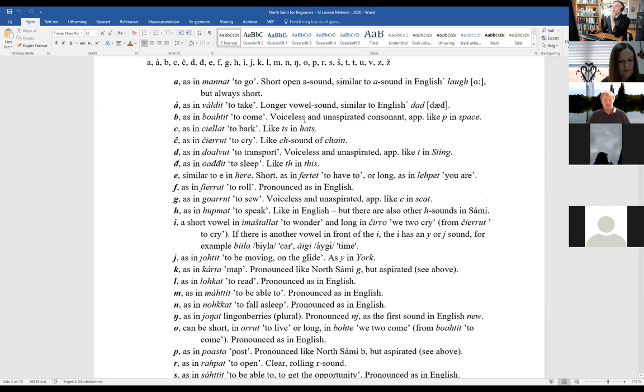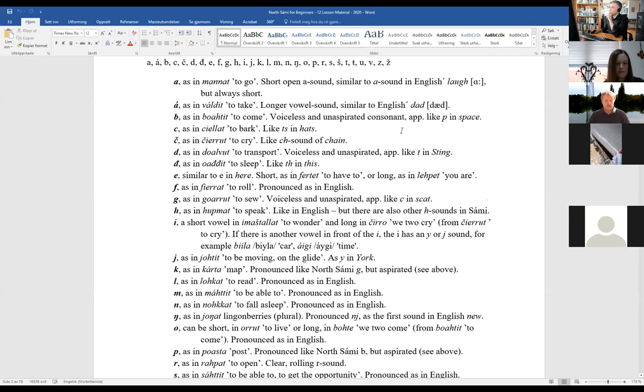But it's similar. The B and the P are made in the same place in the mouth, but the B in English is voiced and the P is not voiced. But in Sami, those are both similar and voiceless most of the time, but they can also be a little bit voiced in the start, like in the double B sound.